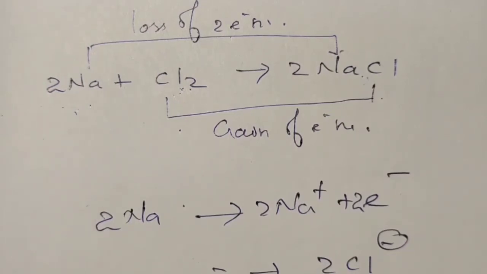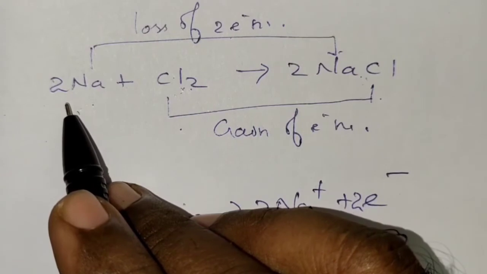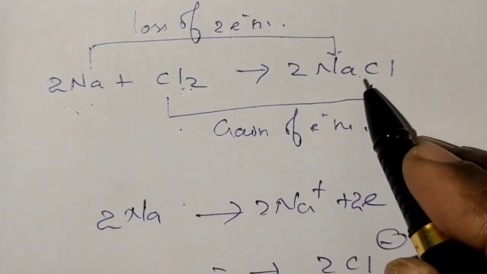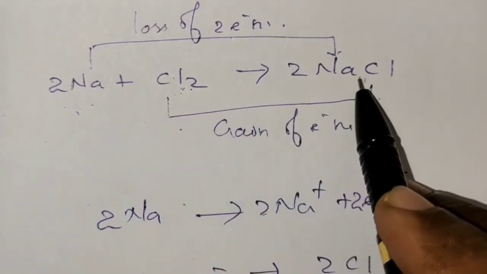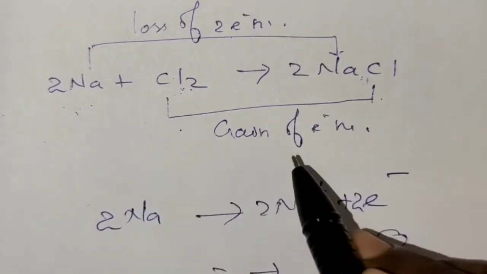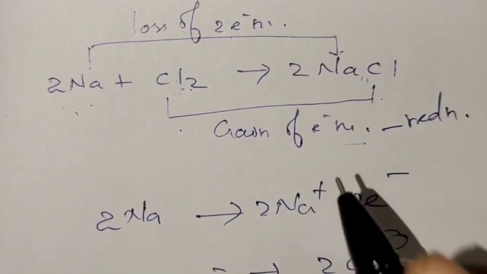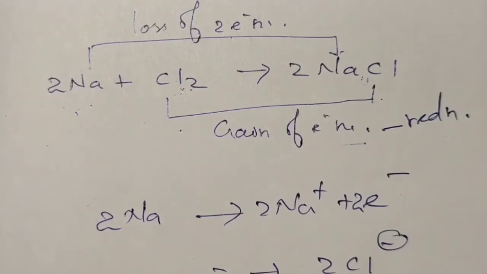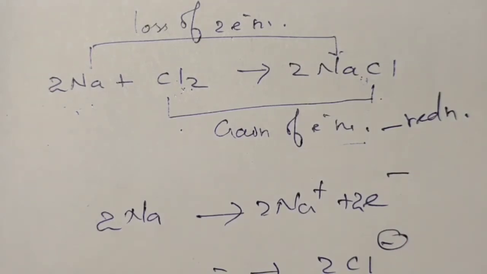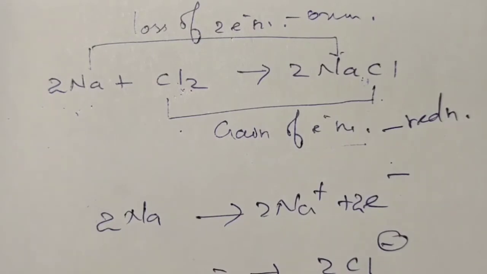Similarly, what about the reduction? So, chlorine gains an electron from sodium and gets converted into sodium chloride. That means chlorine is reduced to sodium chloride by getting an electron from sodium. So gain of electron is called reduction. Loss of electron is called oxidation. So we define oxidation and reduction in terms of electrons. Loss of electron is called oxidation and gain of electron is called reduction.